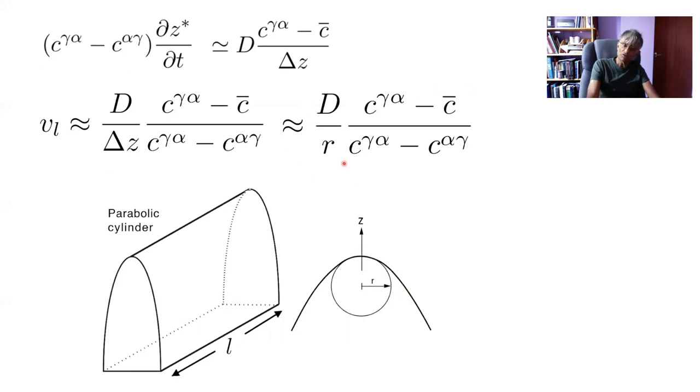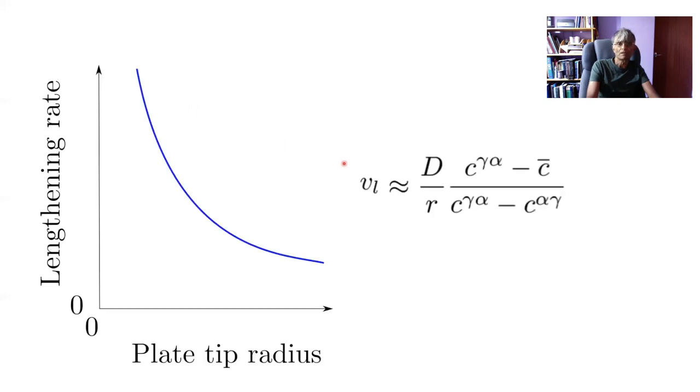We don't have a solution because we don't know the plate tip radius, okay? But this is a peculiar equation. You know, the lengthening rate is proportional inversely to the tip radius. That means the lengthening rate increases indefinitely as the tip radius decreases. And that doesn't make sense. You know, we don't expect the plate to assume an incredibly small tip radius.